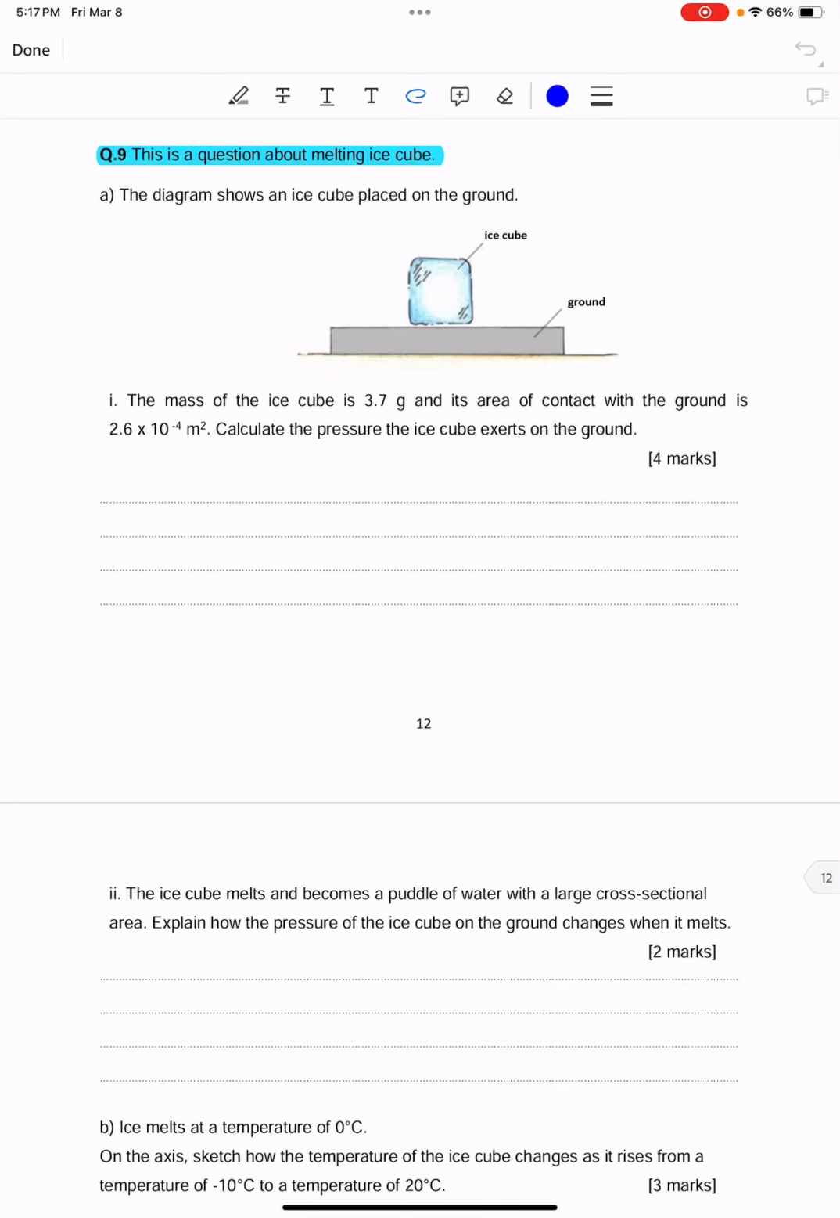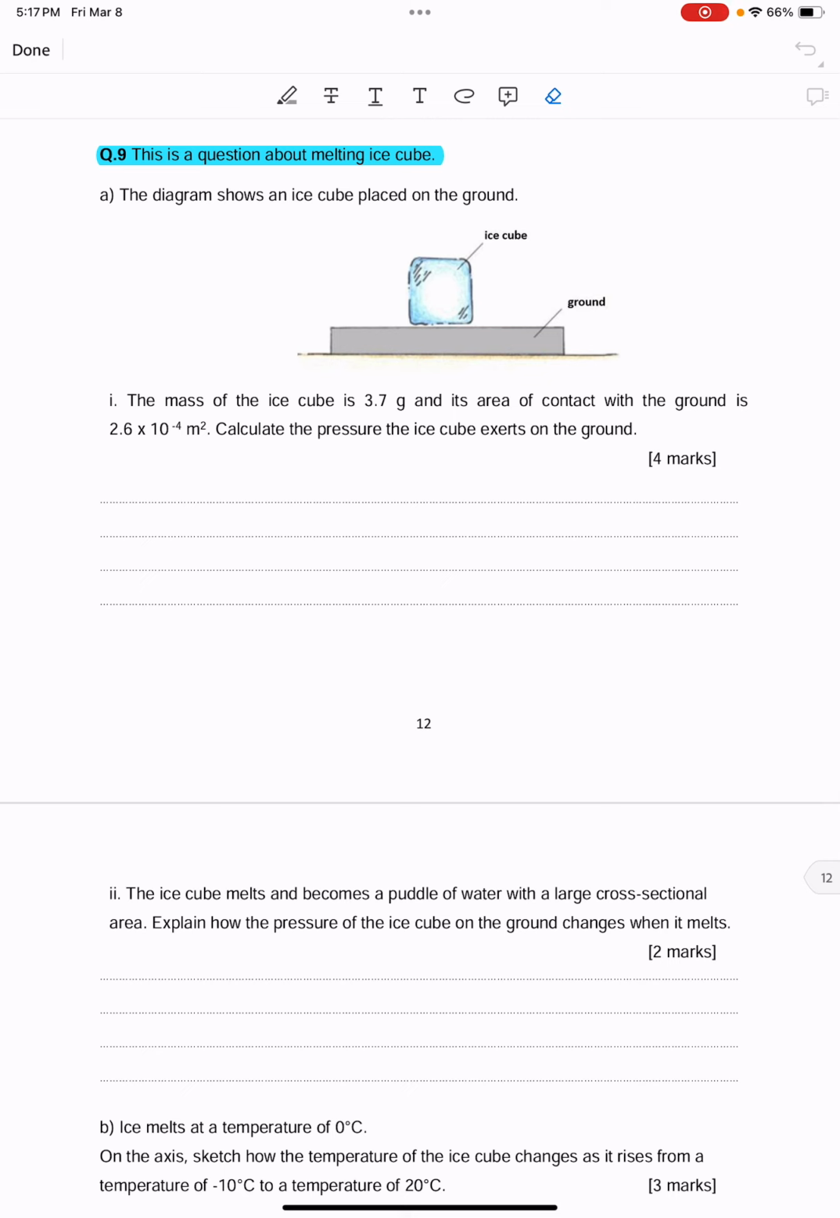Hello guys, hello again. So now we're gonna solve the problem of the ice cube. I'm not sure, is it the second or the third question I sent to you? But anyway, in this problem we have a cube of ice which is placed on a ground and we want to study the pressure it exerts on the ground.